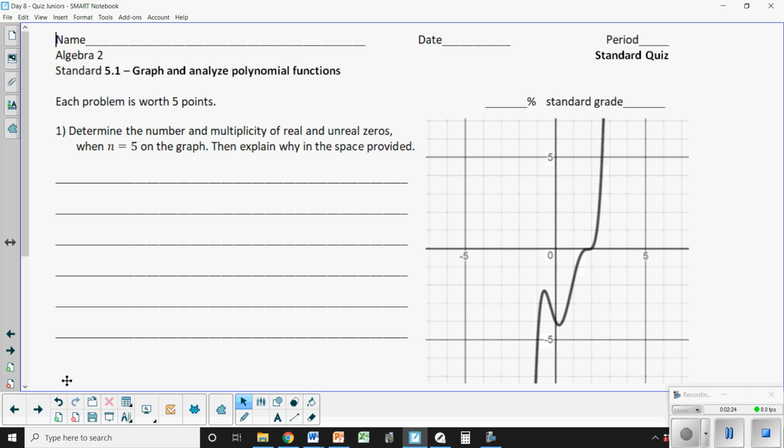So in the first one, using the graph, you're going to determine the number and multiplicity of real and unreal zeros when n equals 5 on the graph, and then you'll explain why in the space provided. So explain why something has a multiplicity, explain why something may be real or unreal. And then you can pause it, work out the problem.